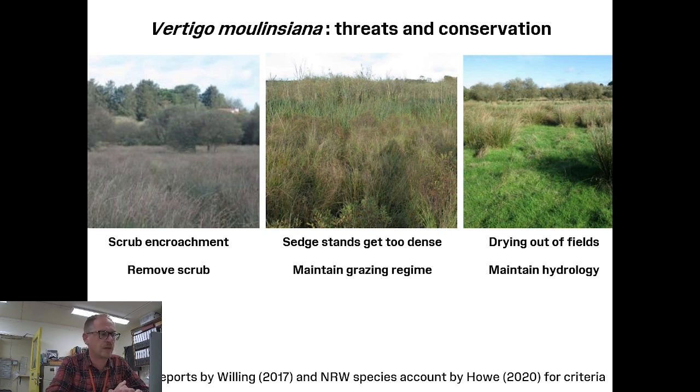So again, there's the threat of scrub encroachment, so trees growing in the place and gradually turning it into a woodland. Also, the density of the vegetation that it is living in is important too. So you need to have some grazing by animals, just the right level and the right kind, to maintain its population. Thirdly, it's under threat of the fields being drained or dried out, so you need to maintain the hydrology. And this was a persistent factor in conserving those populations in lowland England in the past as well. And again, there's lots of reports about that.